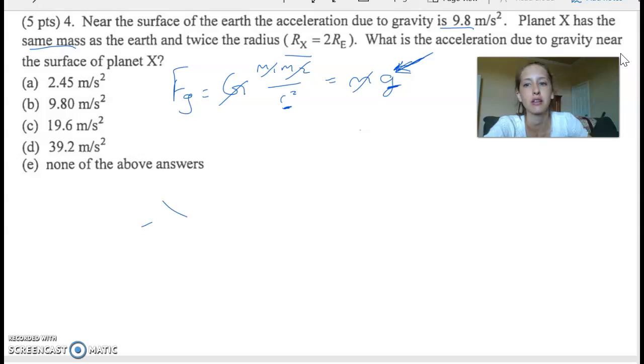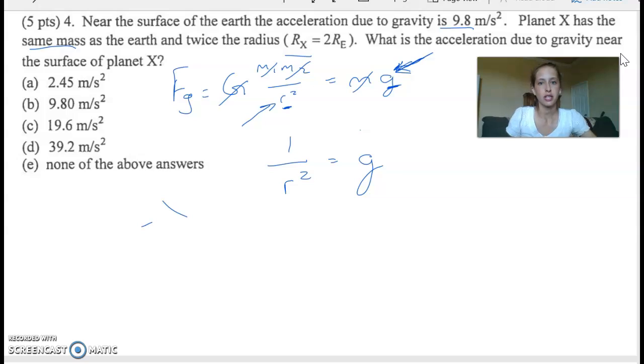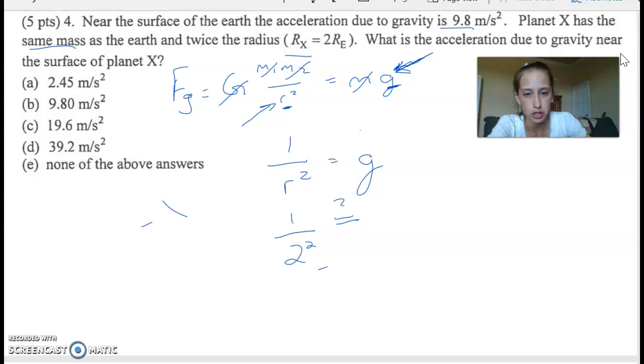So we're wondering what happens to g if, that's an arrow, not like a weird L, what happens to g if we double this? So let's say everything else is 1. So 1 over r squared equals g. What happens to g if we double r? Okay, so we're going to do 1 over 2 squared. What does that do to our g?